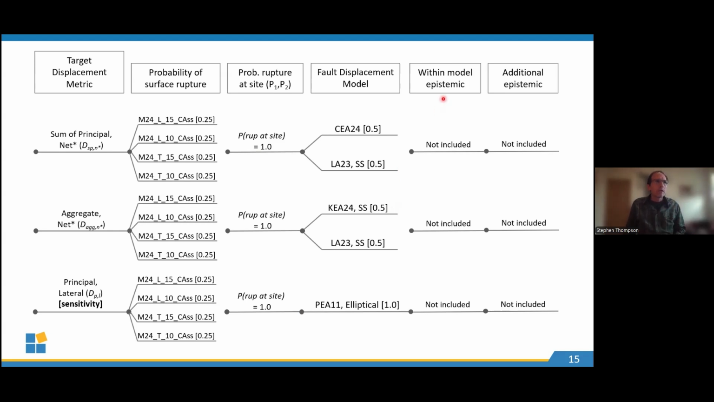Within-model epistemic uncertainty is important. We haven't had time to implement that for this particular exercise. But as some of the model authors have demonstrated, there are alternative models that would explore epistemic uncertainty within these model groups. As for the topic of additional epistemic uncertainty, obviously we haven't included that, but we'll touch on that at the end. That's one of the needs we think we've identified as an outcome of this project.